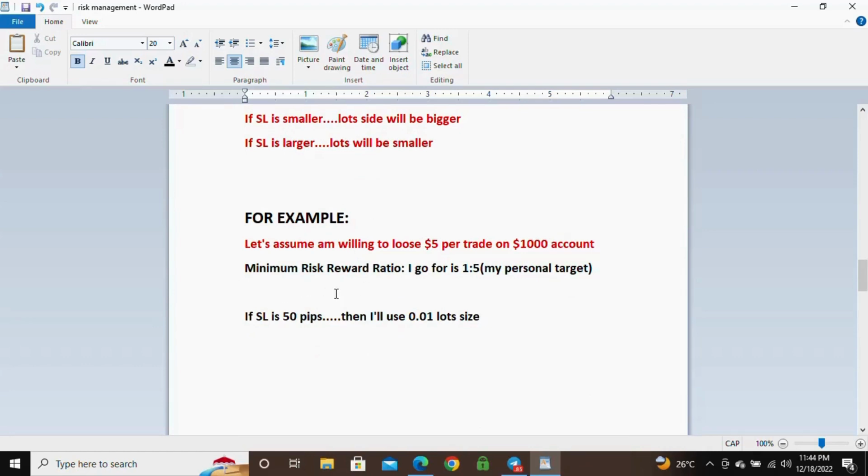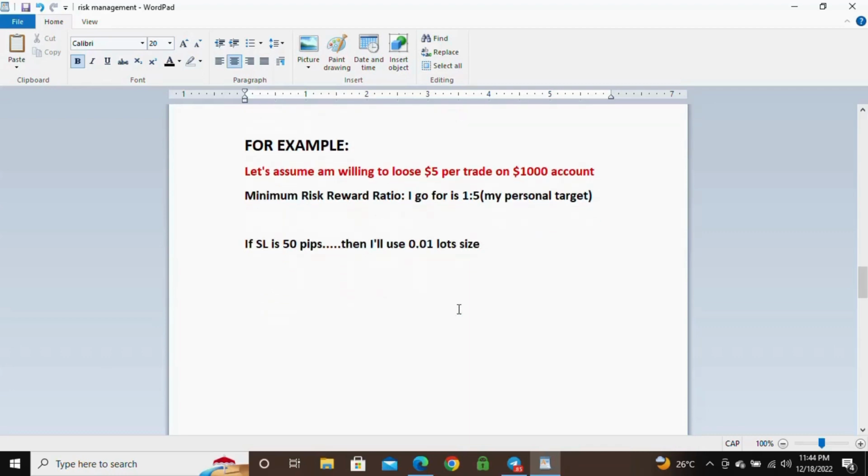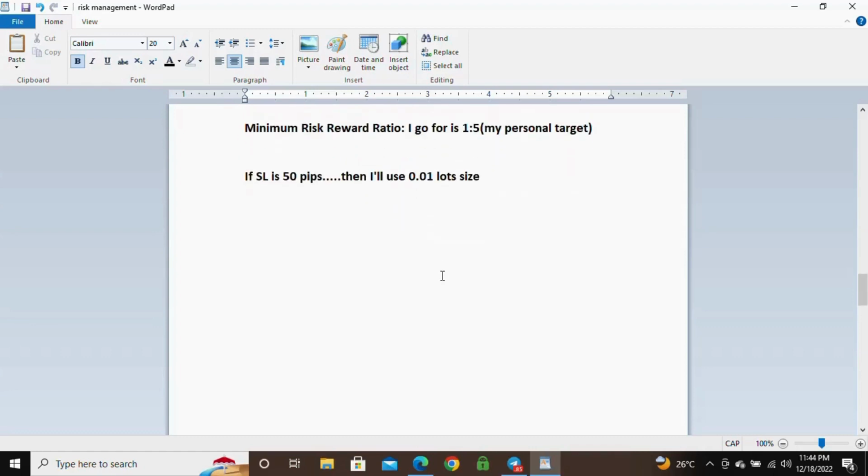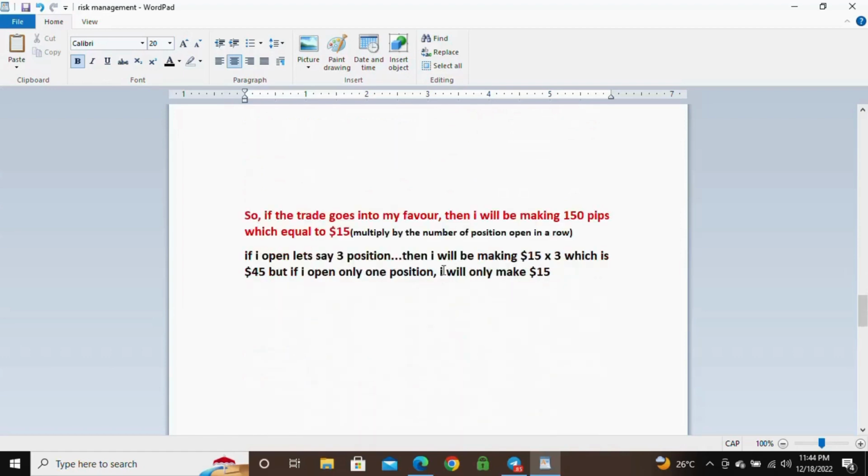The minimum risk reward ratio I normally go for is 1:5. This is my personal target. I don't know about you. I target 1:5 based on the strategy I'm using. Now, if I want to risk 50 pips, then I will use 0.01 lot size, which is the micro. So if the trade goes in my favor, then I will be making 250 pips, which equals $15.